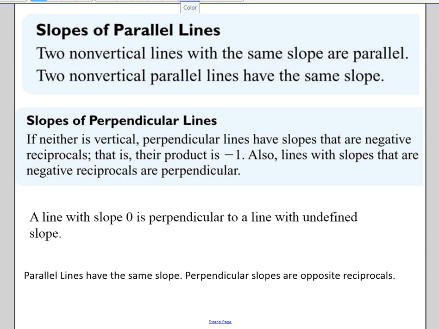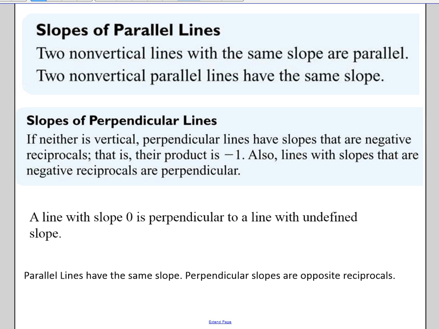Continuing on with section 3.2, we're looking at parallel lines and perpendicular lines. Two non-vertical lines with the same slope are parallel if they're going in the same direction. Two non-vertical parallel lines will have the same slope.